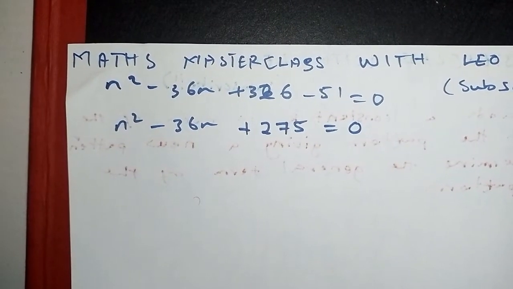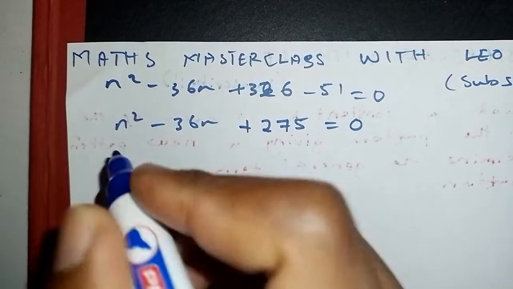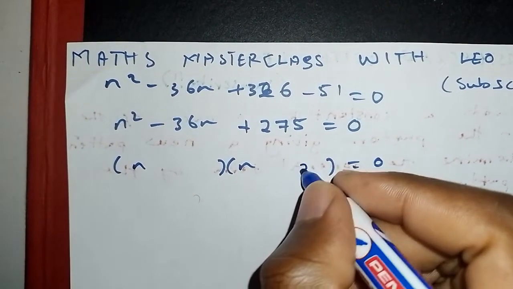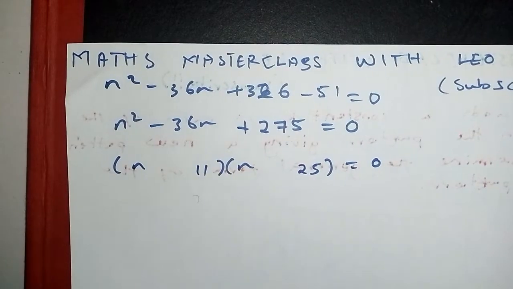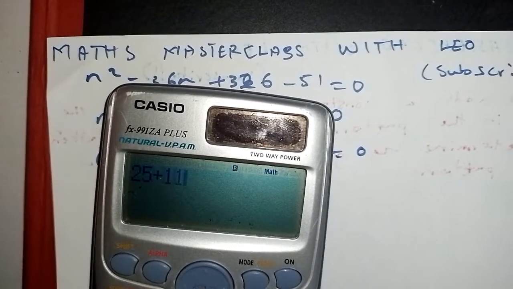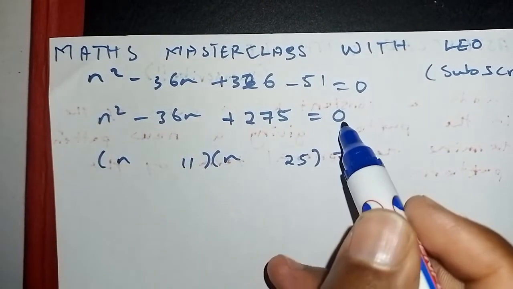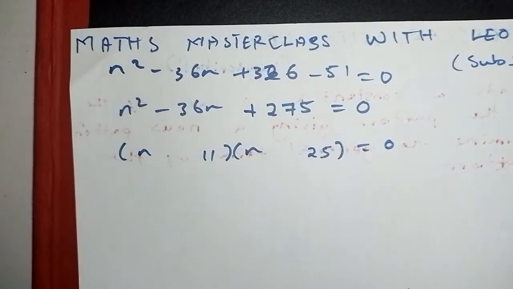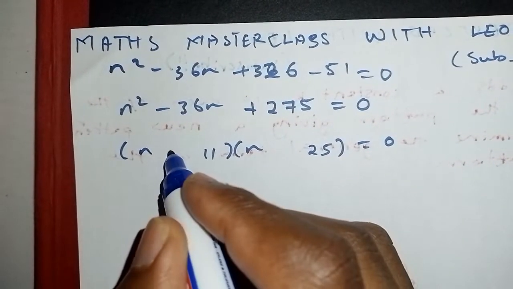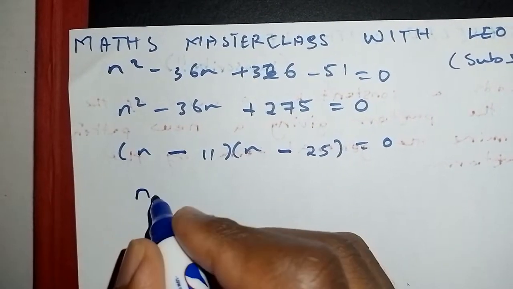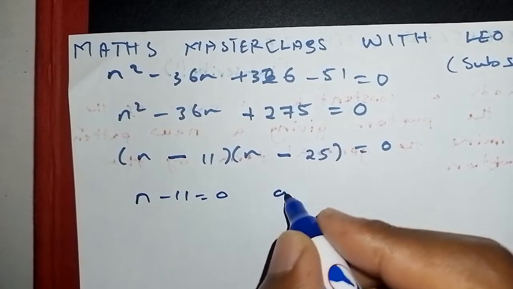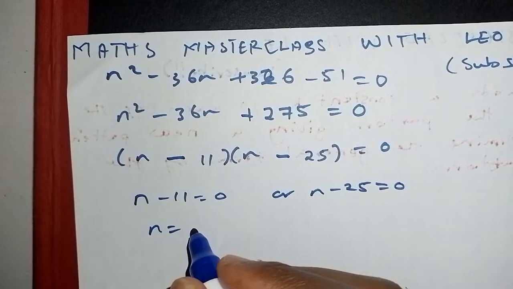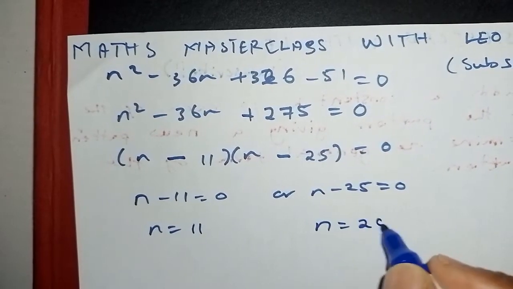Now I need to factorize this. The factors are 25 and 11. When I say 25 plus 11, it gives me 36. If you don't know how to factorize, just use the quadratic formula. It will give you the same answers. Both should be negative, right? Then n minus 11 is equal to 0, or n minus 25 is equal to 0. So n is equal to 11, n is equal to 25, right?